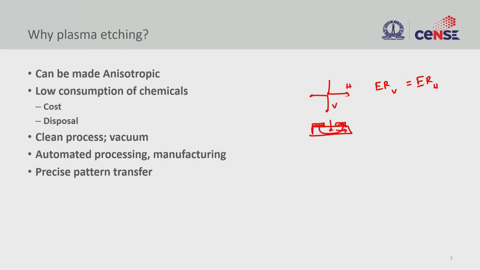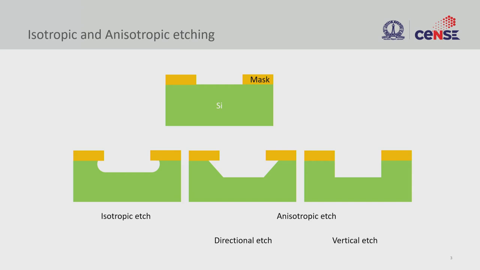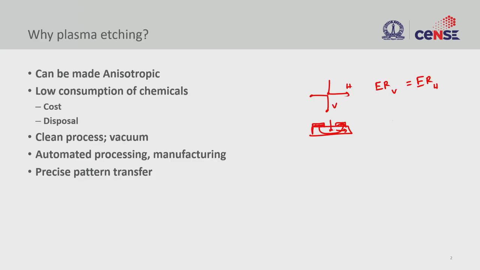So you won't be able to get very smooth or very sharp sidewalls. In order to achieve sharp sidewalls, you need what is called anisotropic, that is, directional etch, where your vertical etch rate is much, much larger than your horizontal etch rate. This is what you would like to achieve, and it is achievable in a plasma etch process.